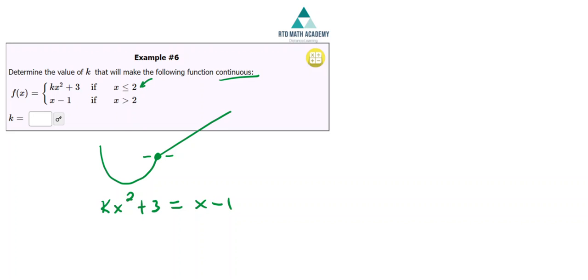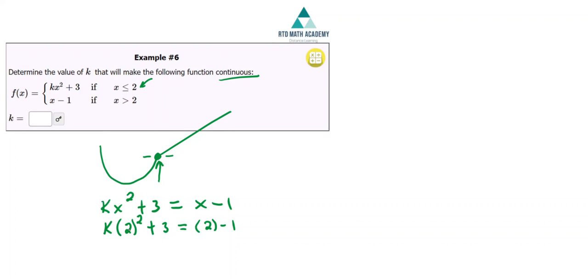But we actually do, because at that point we know what that point is. That's when x is equal to 2. That's what we're interested in here. So let's just sub in 2 in place of x for both of those. So we can say, okay, k times 2 squared plus 3 is equal to 2 minus 1.